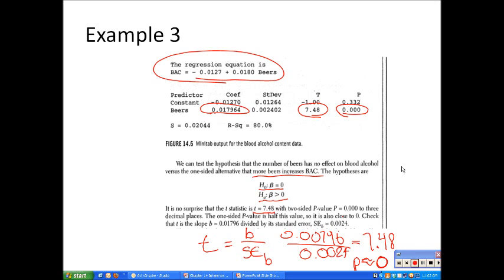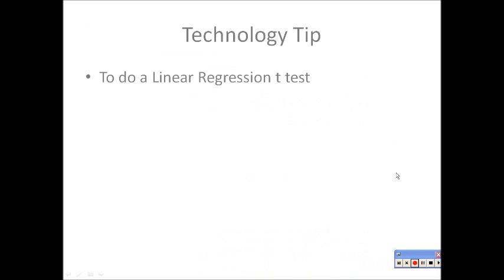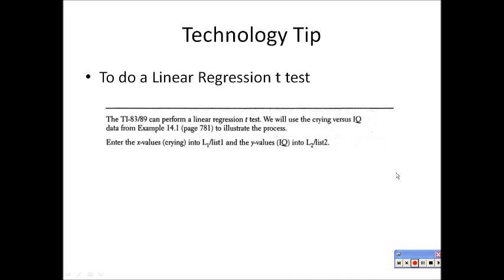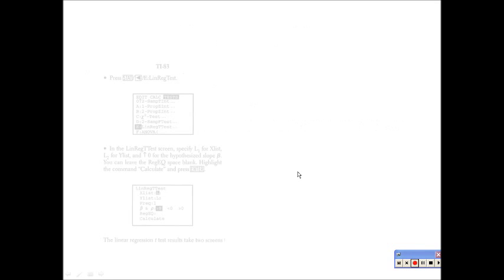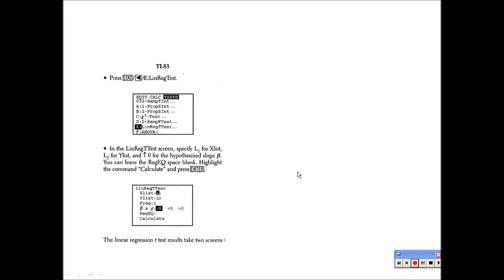Here's a quick technology tip to do a linear regression test. You can use a TI-84 to perform this test. Enter the x values, the peaks in crying, into L1 and the y values of IQ into L2. Go to LinRegTTest, and on your screen enter L1 for the x list and L2 for the y list, and state your alternative, whether it's not equal to 0, less than 0, or greater than 0.